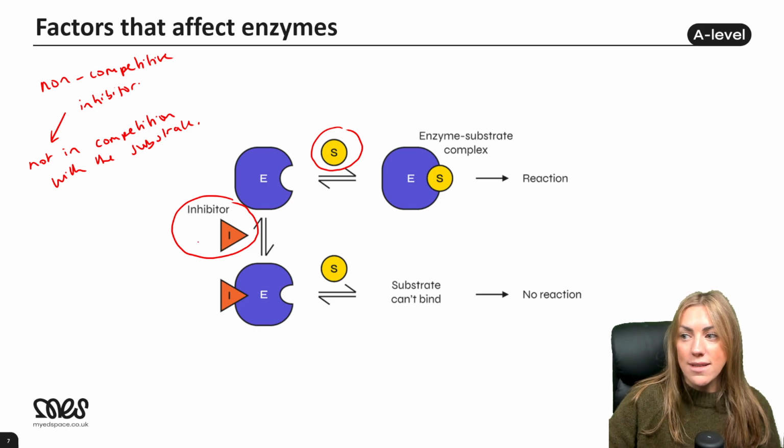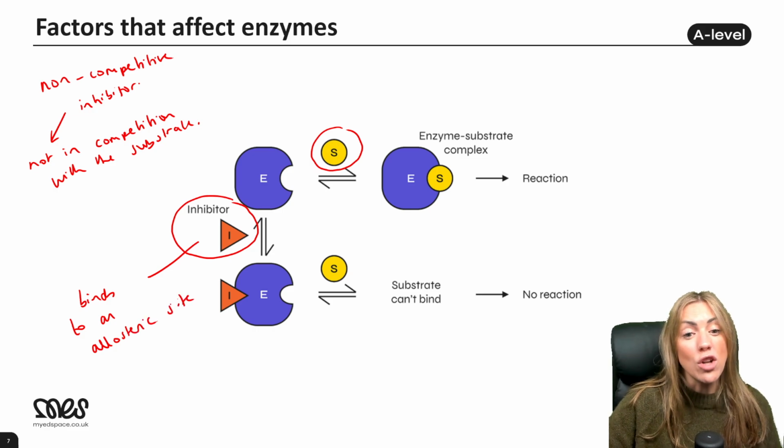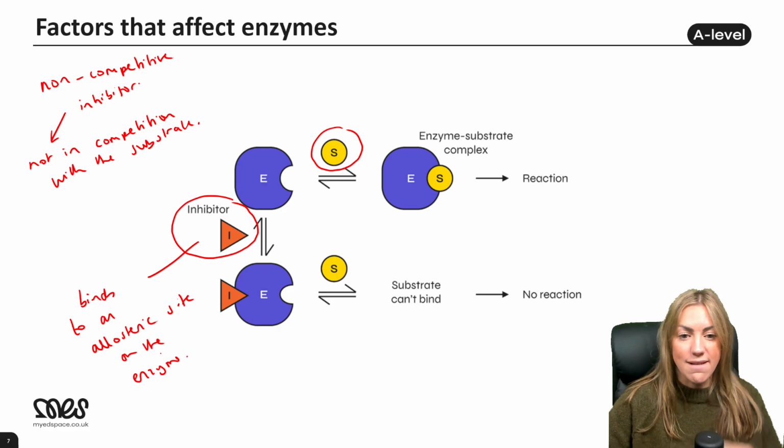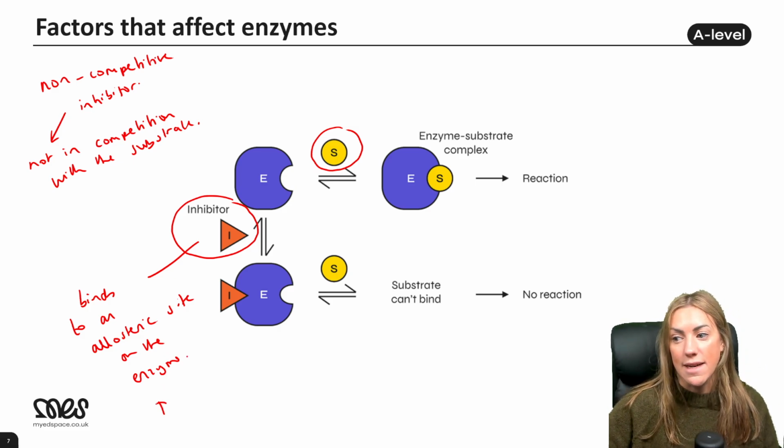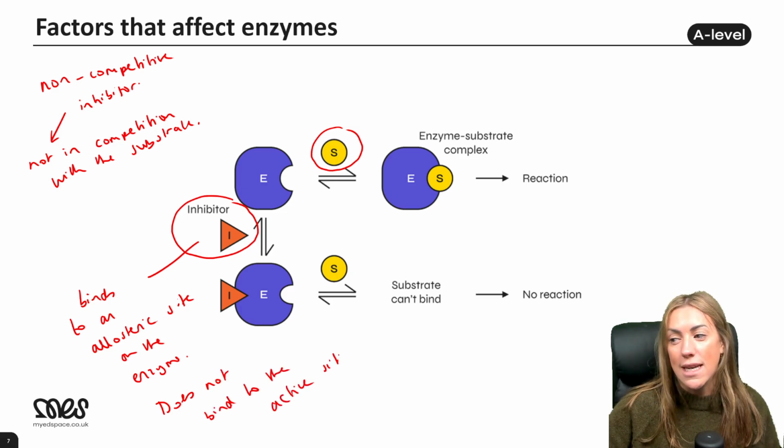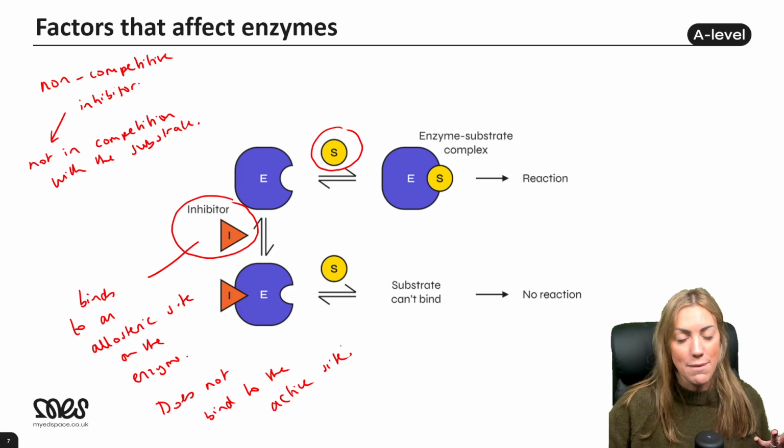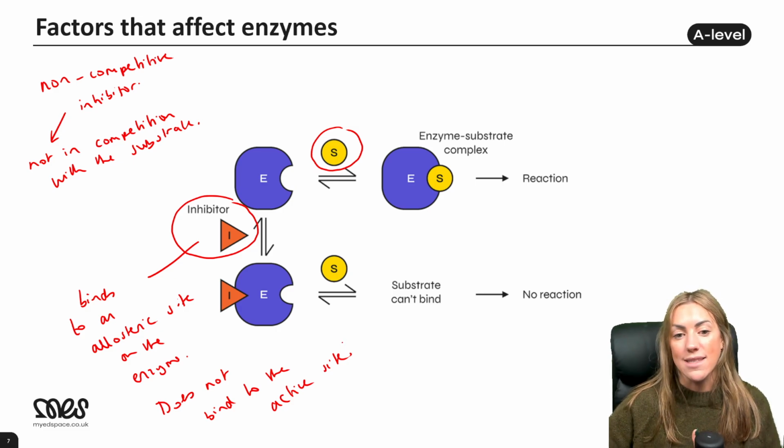But the way this works is the inhibitor binds to what we call an allosteric site or an alternative site on the enzyme. You don't have to use the word allosteric site. You can just say it binds to an alternative site. So just to be clear, it does not bind to the active site. It is not in competition with the substrate. It's not complementary to the active site because it's binding to an alternative site or an allosteric site somewhere else on that enzyme structure. So somewhere else in the tertiary structure.